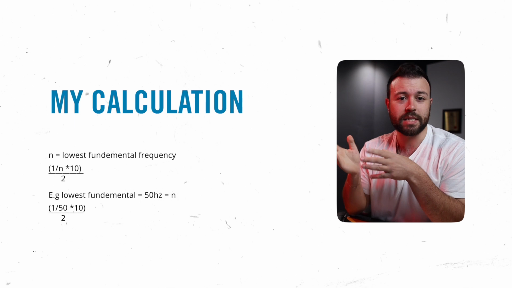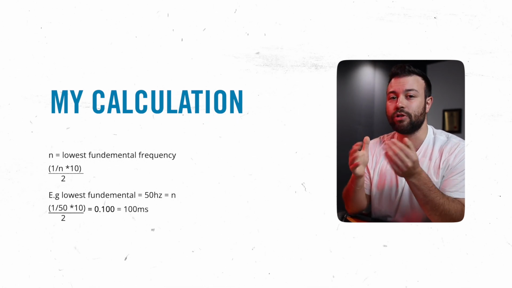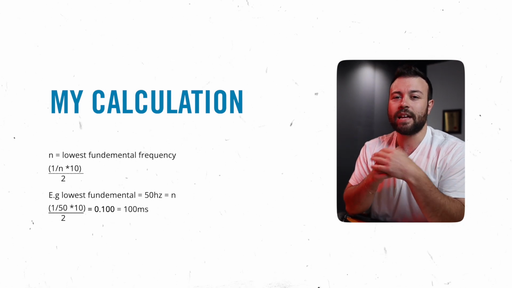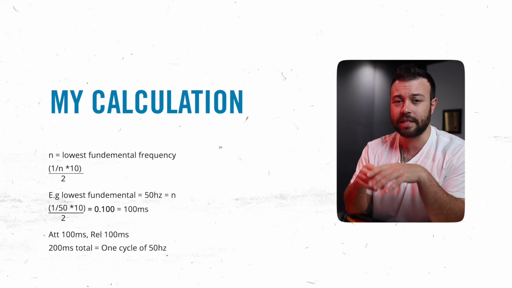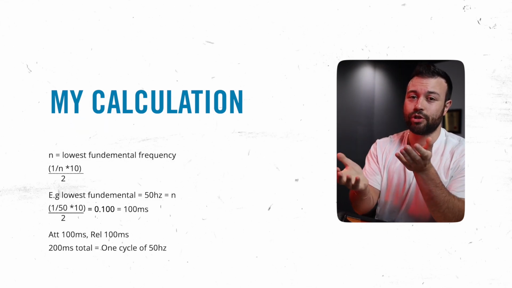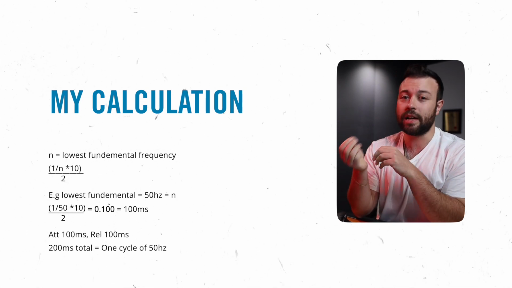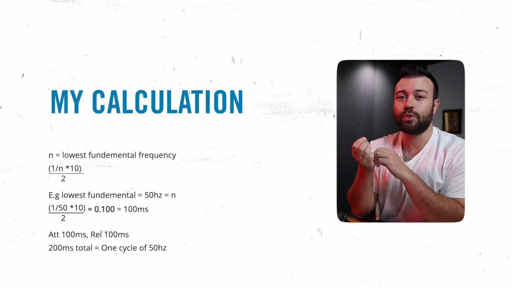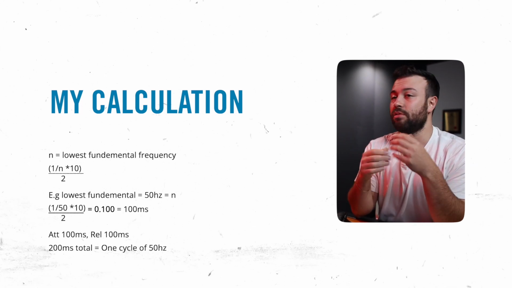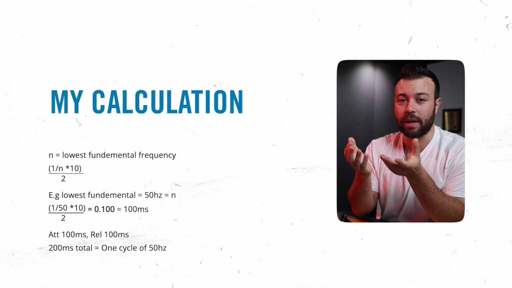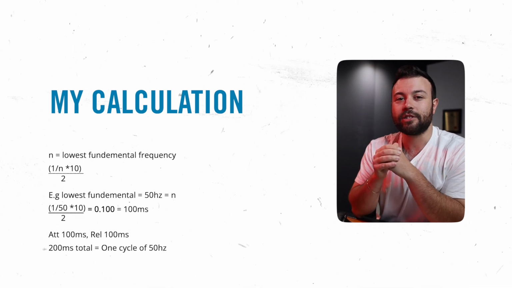1 over 50 times 10 over 2 equals 0.1, which represents 100 milliseconds. This would mean that I'd dial my attack and release to 100 milliseconds each, totaling 200 milliseconds in total, which equals 1 full revolution of 50 Hz. Now, I'm going to show you this plotted in Plugin Doctor against some alternate settings, as well as show you in practice how this sounds dialing it into a mix in comparison to a default setting in the plugin I use, and we can see how the harmonics change in there.